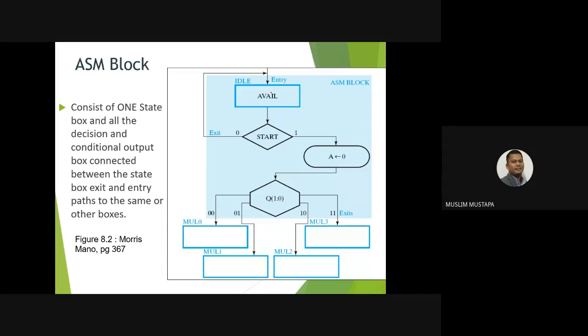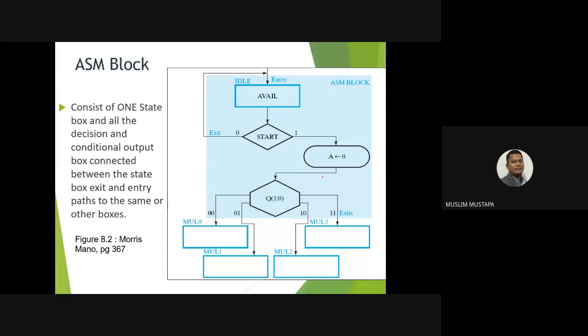So for example, this is where we start our design, and it's available. At first, the condition is going to check the input signal. If the input signal is 0, then you just wait until you receive the start signal equal to 1, then you start the process. What happens here is you just assign A equal to 0. This is just an example; this is your own design.